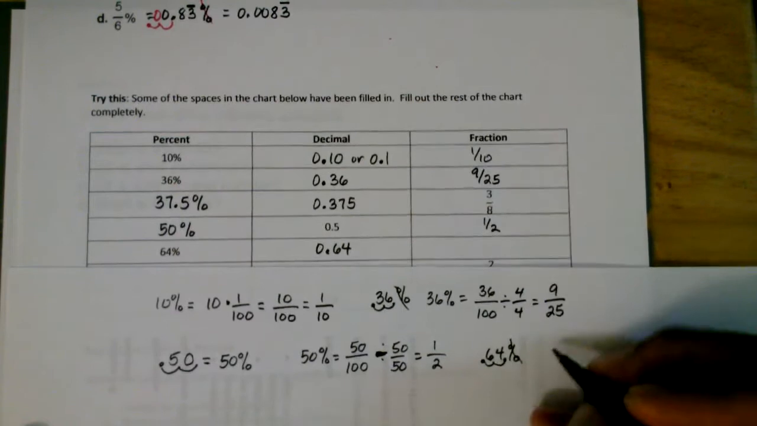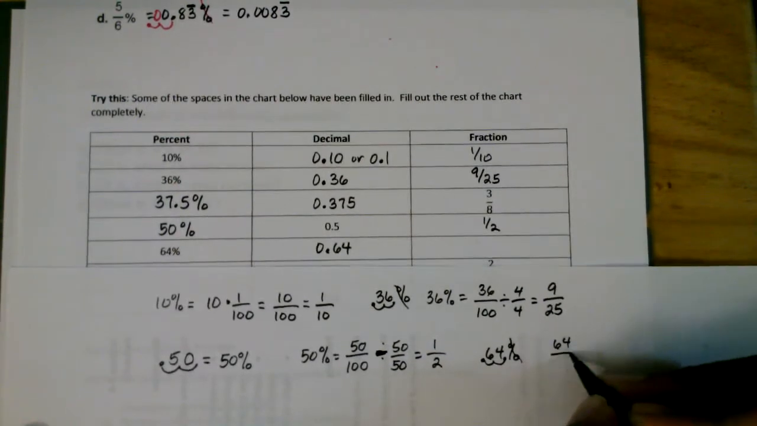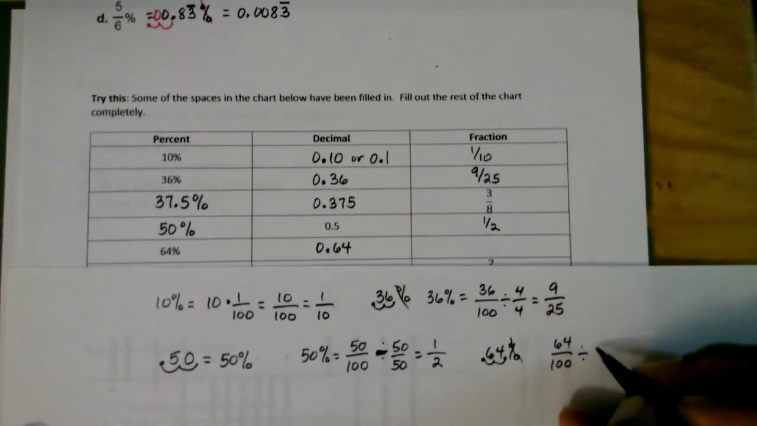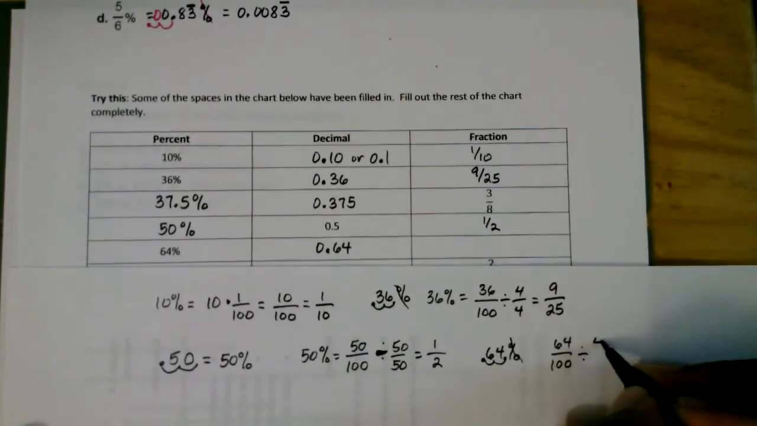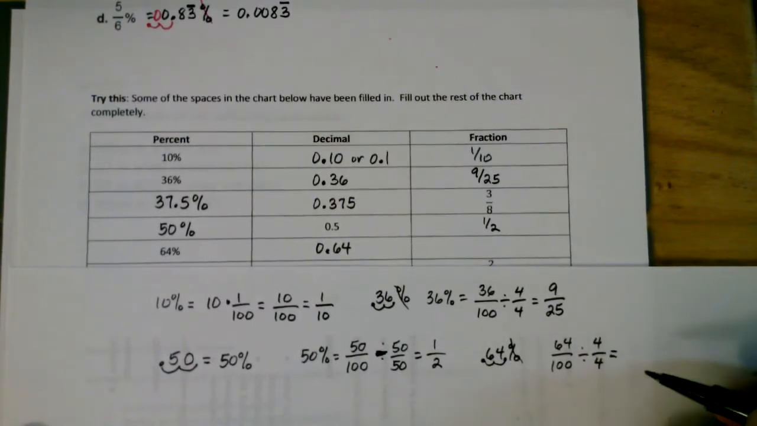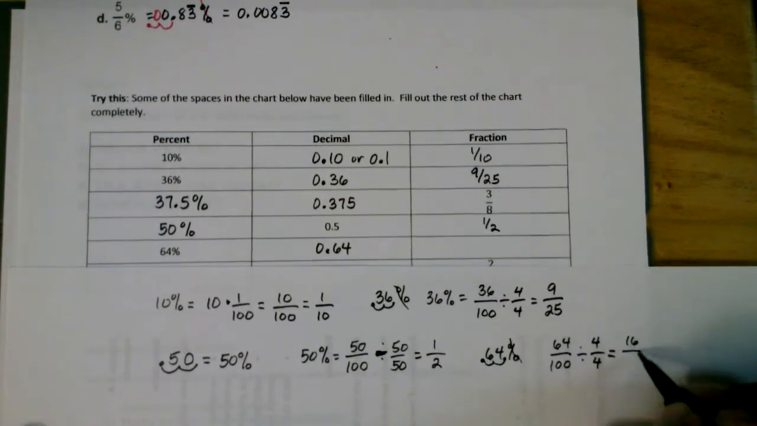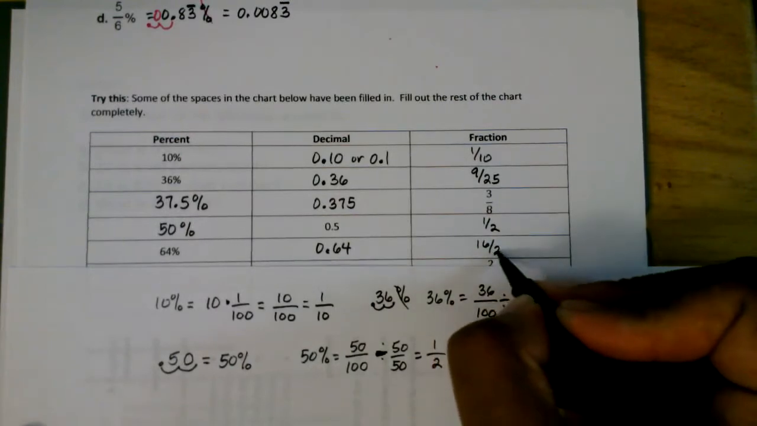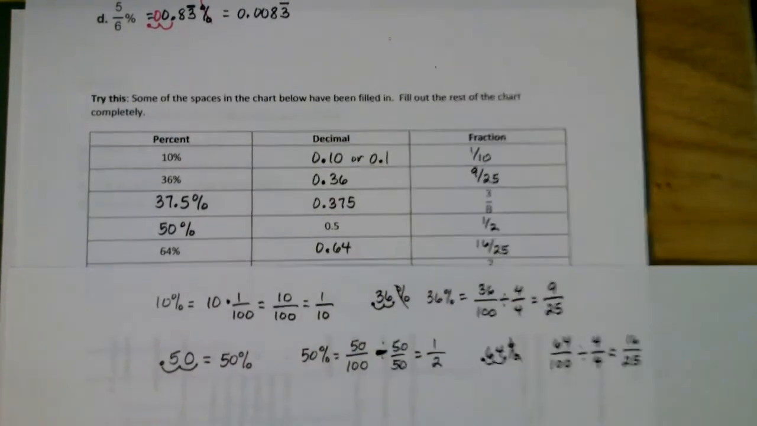And 64% means 64 over 100. And then we divide the numerator and the denominator by 4, because we want that fraction in simplest form. So 4 goes into 64 16 times, 4 goes into 100 25 times. So 64% as a fraction would be 16/25.